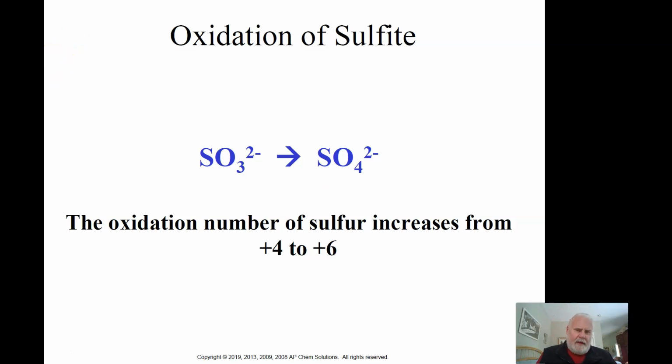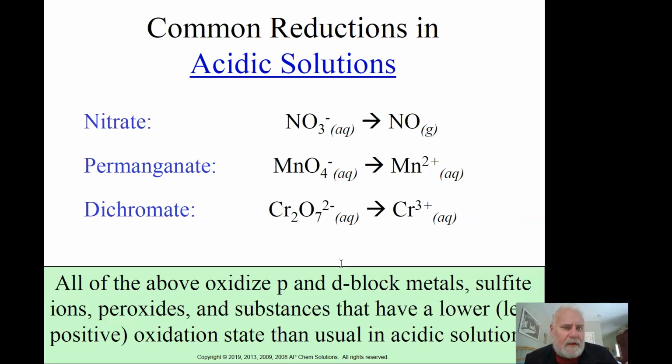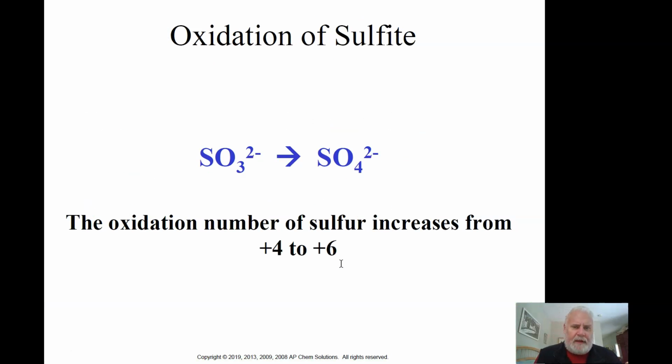And what if you have these sulfite ions? It will oxidize into sulfate, and you notice here that the oxidation number is going up. You've got your jumping lion, so that is an oxidation. So this one could be coupled with one of the three that we talked about on there.